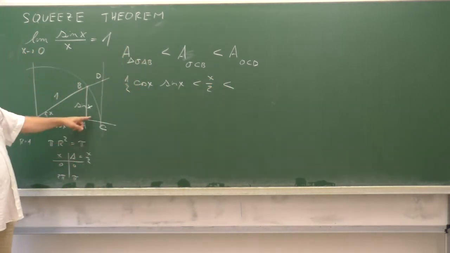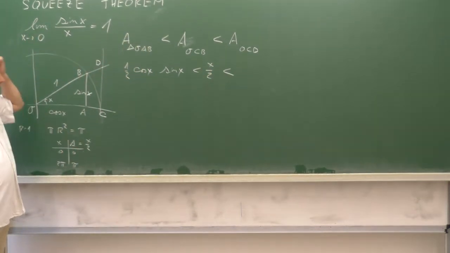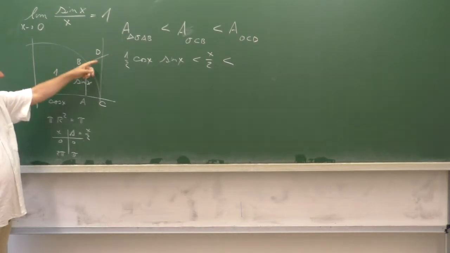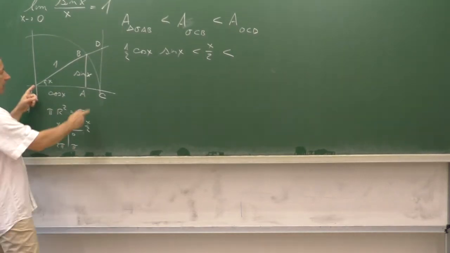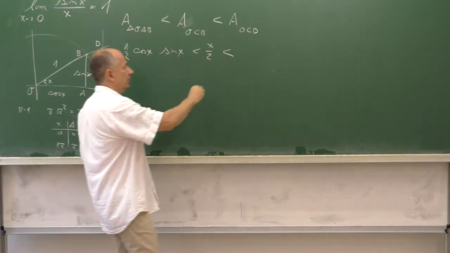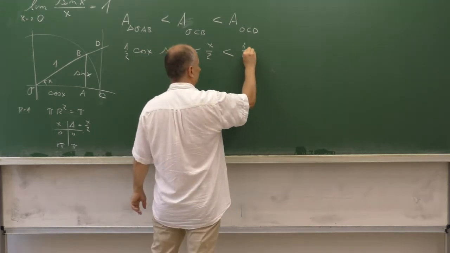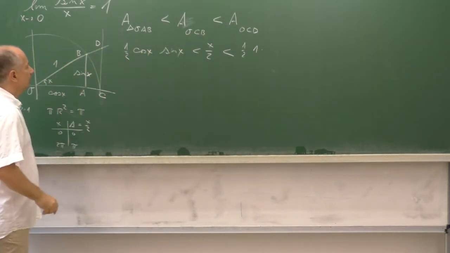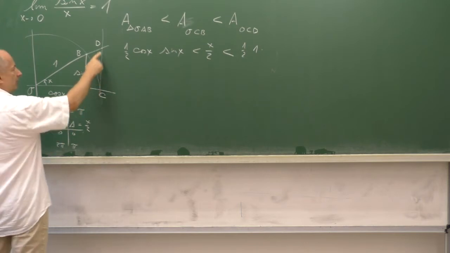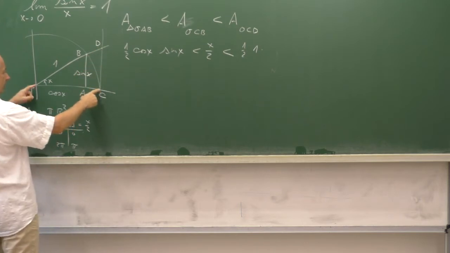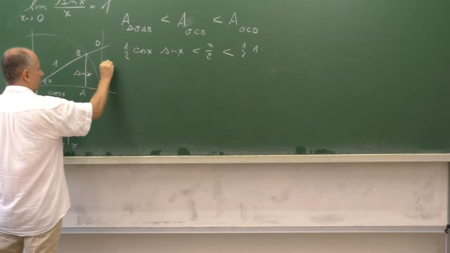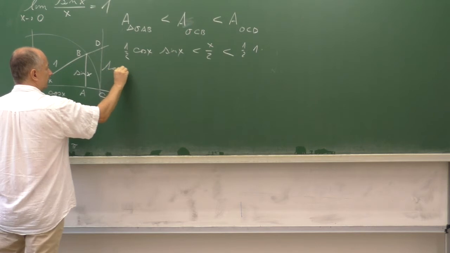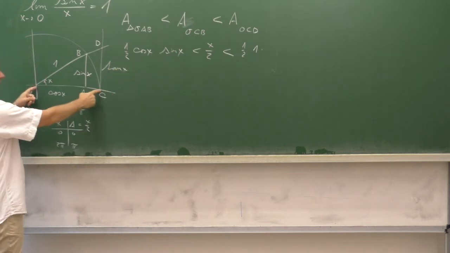And the area of the triangle OCT is again 1/2 of the base, which is 1, times the height, and the height must satisfy that the height divided by 1 is tangent of x. So this must be tangent of x, because this is 1.